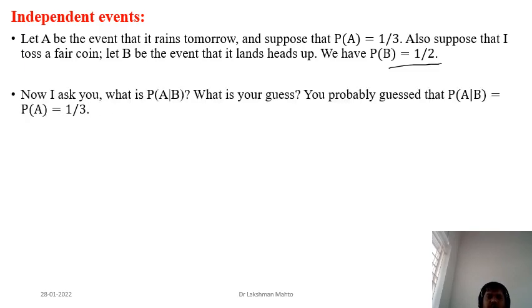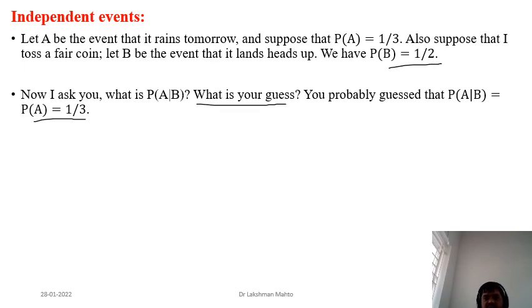Now, suppose I ask, what is the probability of A given B? What would be your guess? What would you answer? Probably you would answer that the conditional probability of A given B is equal to 1 by 3. That is the same as the probability of A. So it simply says that the happening of B doesn't affect the happening of A.